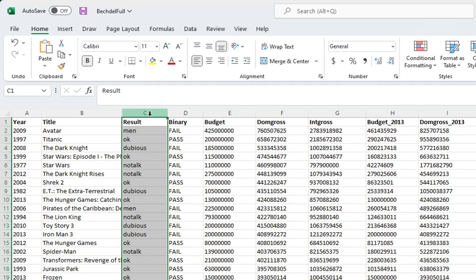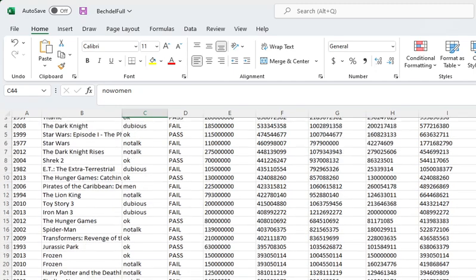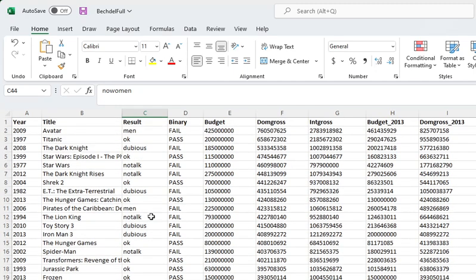Did it have two women? No talk would mean there are two women, but they didn't talk to each other. Men means they talked to each other, but they only talked about men. Okay means it passed. Dubious means, I guess, it was hard to determine. At least I think that's what everything means. And then no women would mean that there aren't two women in the movie, in primary roles at least.